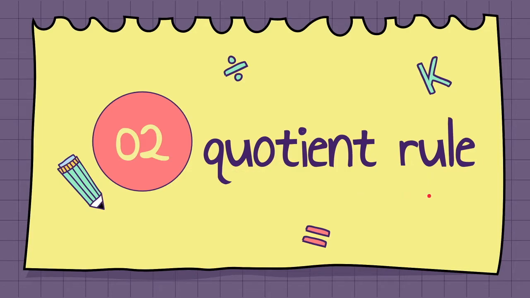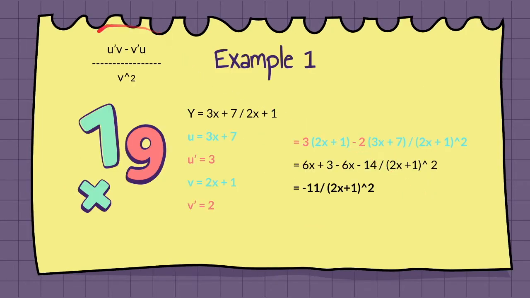Now I will explain the quotient rule. The quotient rule is used when there is division, and this is the rule right here. We have u prime v minus v prime u over v squared. So I have the given information here and I will arrange the information. So u is 3x plus 7, u prime is 3, v is 2x plus 1, and v prime is 2.